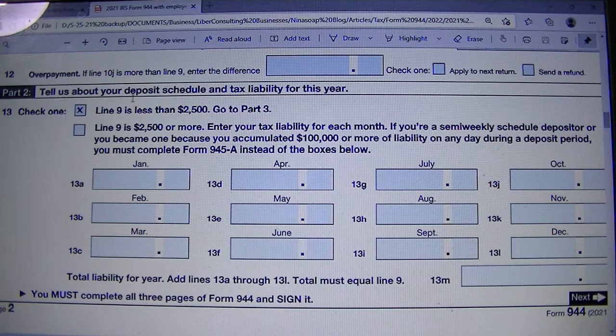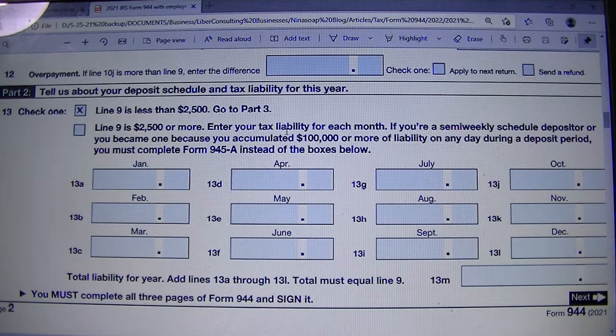So tell us about your deposit schedule and tax liability for this year. Line 13, check 1. So if line 9 is less than $2,500, you go to part 3. So we check it because it's $49.70 and it's less than $2,500. If your tax on line 9 is more than $2,500, you will check the second box, but then you have to put down your tax liability for each month.